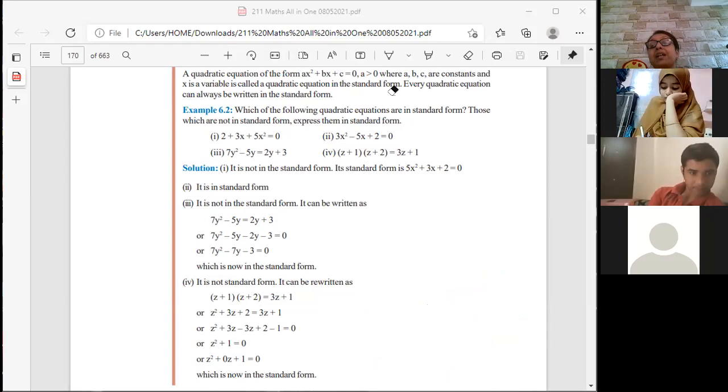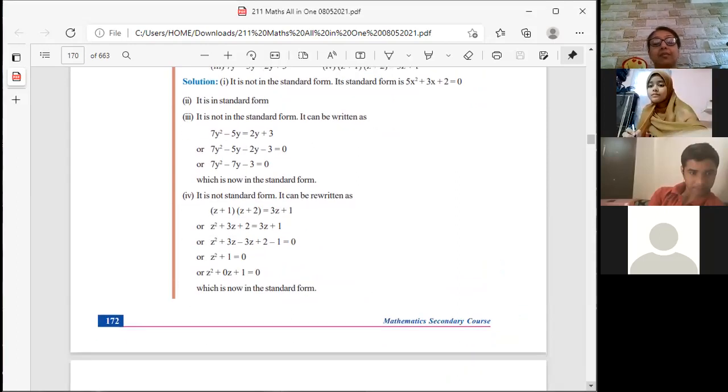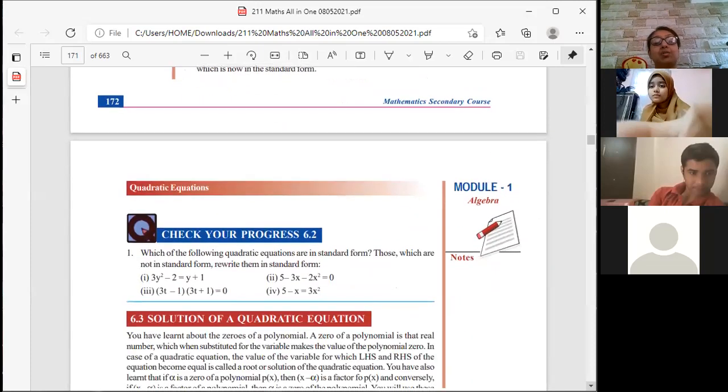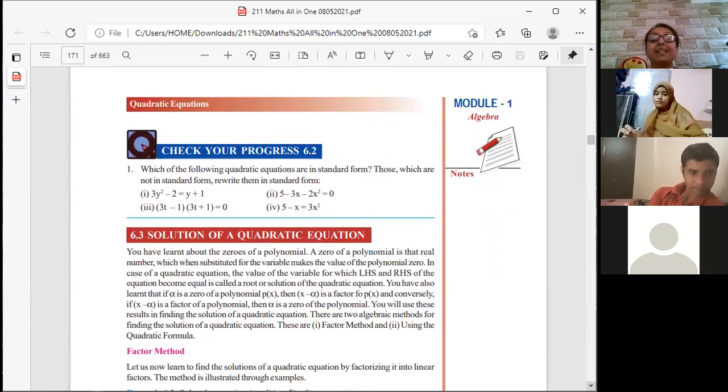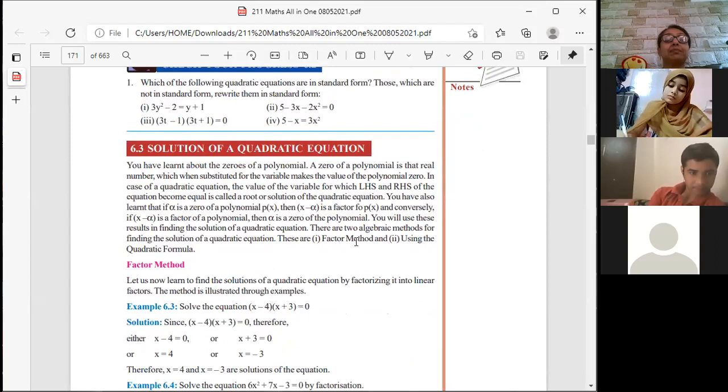Now, have you understood the standard form idea? Yes. Okay. So, we are going to go to our next exercise, and that is 6.2. Which of the following quadratic equations are in the standard form? Those which are not in the standard form, rewrite them in the standard form. Now, the first one, tell me, is it in the standard form? No. So, we need to write it in the standard form.